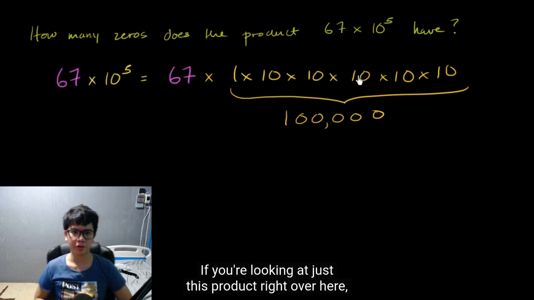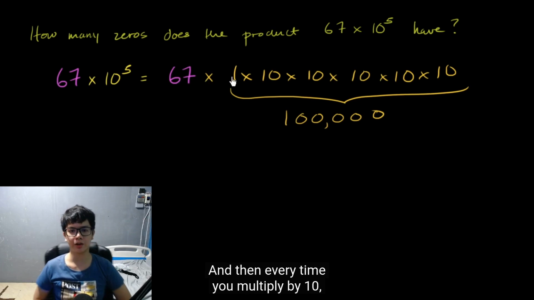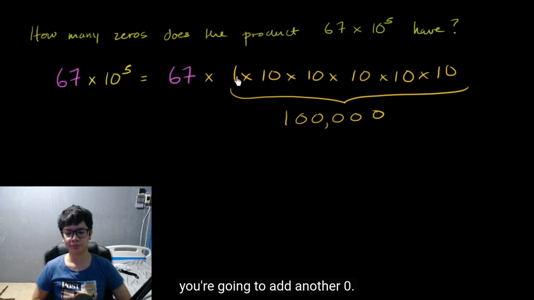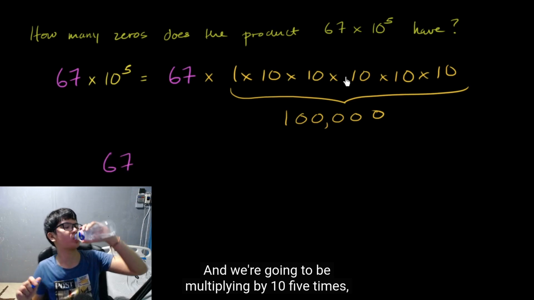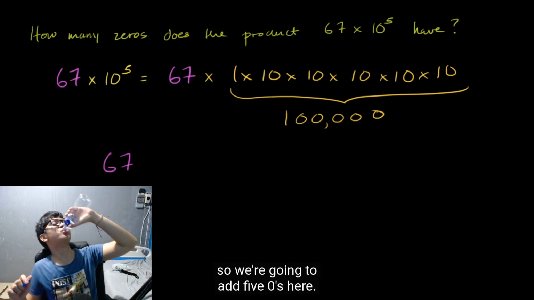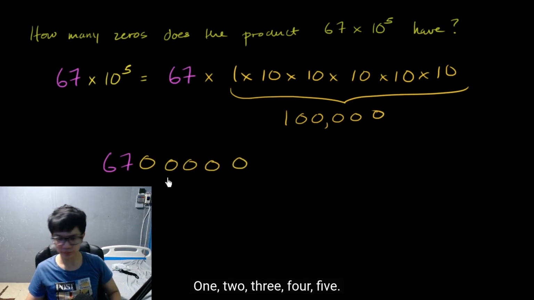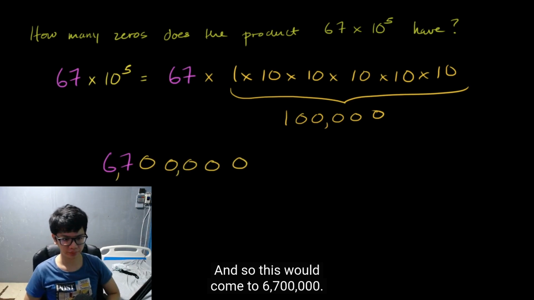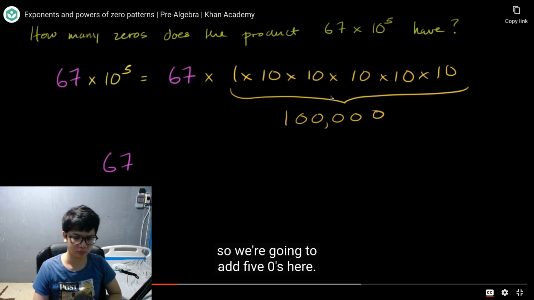If you're looking at just this product right over here, you could say, well, 67 times 1 is just going to be 67. And then every time you multiply by 10, you're going to add another 0. So this is going to be 67, and we're going to be multiplying by 10 5 times. So we're going to add 5 zeros here. 1, 2, 3, 4, 5. And so this would come to 6,700,000.